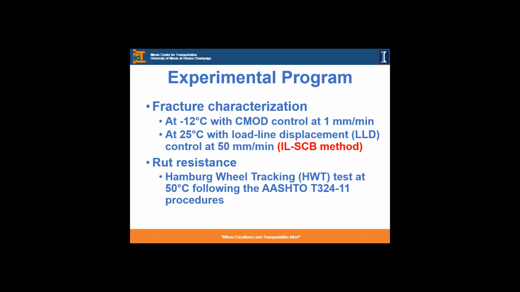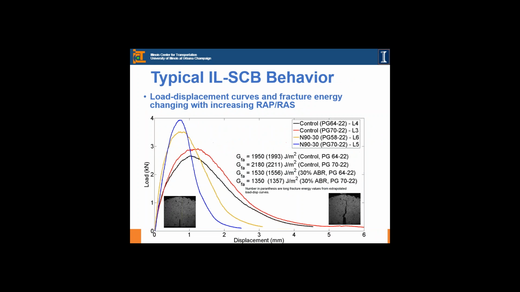Again, part of the experimental program, which was submitted within the scope of this paper, was fracture characterization. We have 2 types of tests: at low temperatures using crack mouth opening displacement control at a slower rate, 1 millimeter per minute, and the standard 25 degrees Celsius with a fast 50 millimeter per minute test, which we call the Illinois SCB or I-FIT method. And the second test, rut resistance, on which this paper really focuses, is the standard Hamburg wheel tracking test.